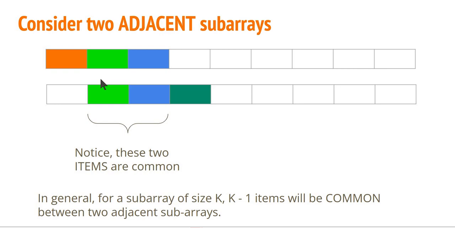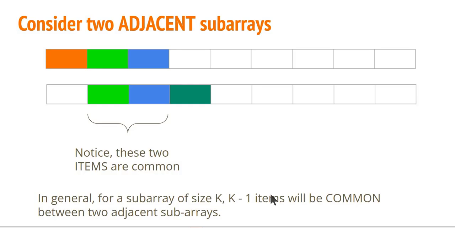In the subarray sum problem, we realize that adjacent subarrays in fact have a significant overlap. For example, this subarray here and this subarray here, in fact, two items are common. If we were to make it more precise, for a subarray of size k, in fact, k minus 1 items will be common between two adjacent subarrays.